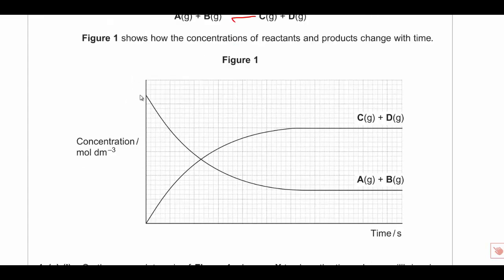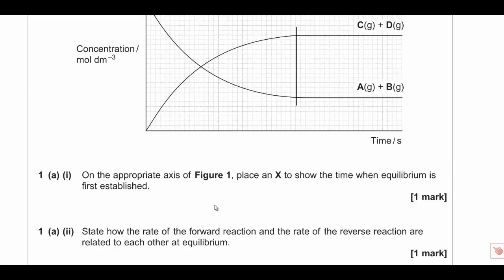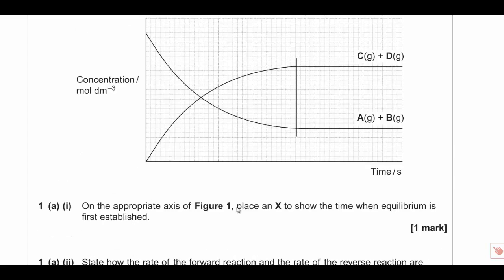So as time goes on, A and B decrease and reach a plateau, C and D increase and then plateau, plateauing at around the same level. If that was a straighter line, that would be perfect. In fact, I think I can do a straight line, somewhere around there. Brilliant. Okay, on the appropriate axis of figure 1, place an X to show the time when equilibrium is first established. Oh, well, that worked out quite well actually. I did that before the question.